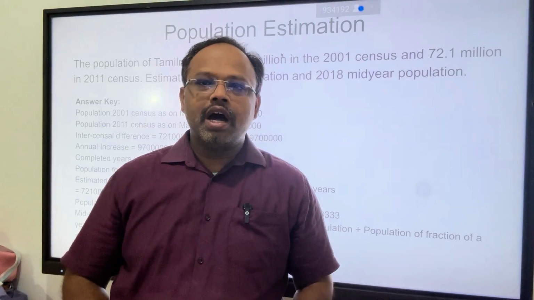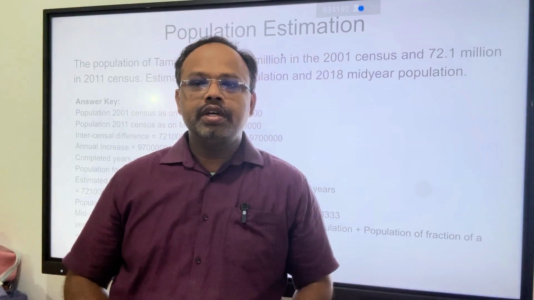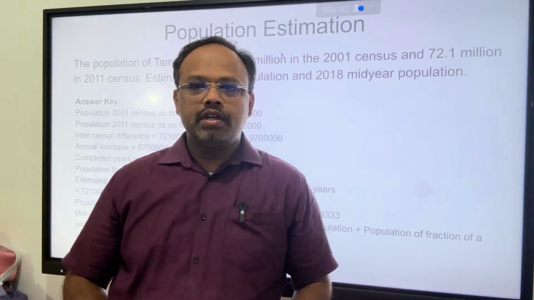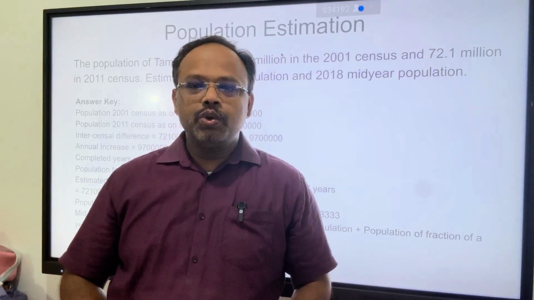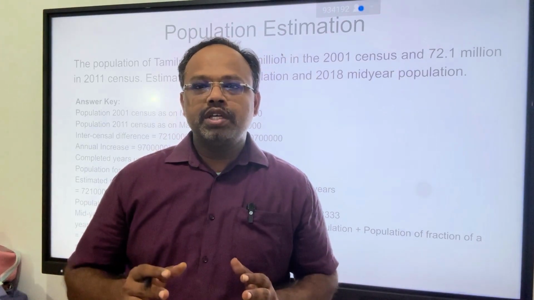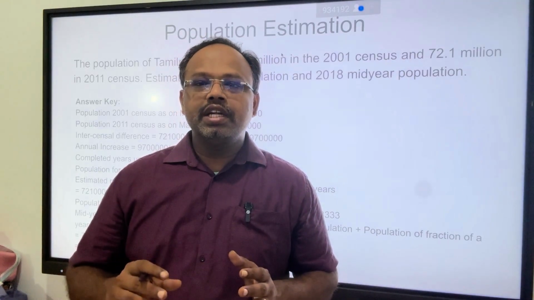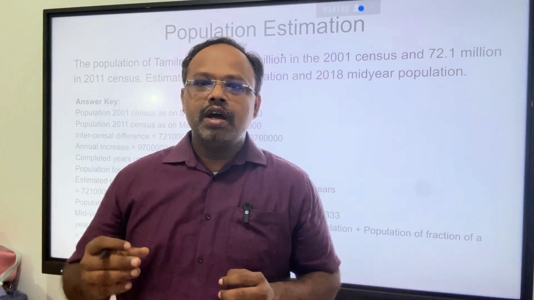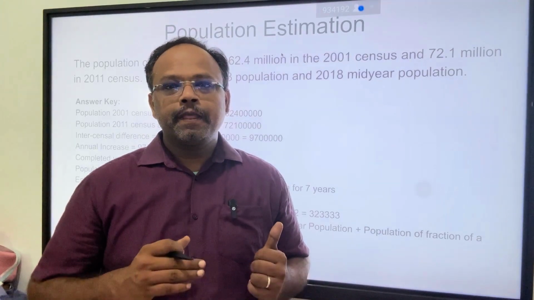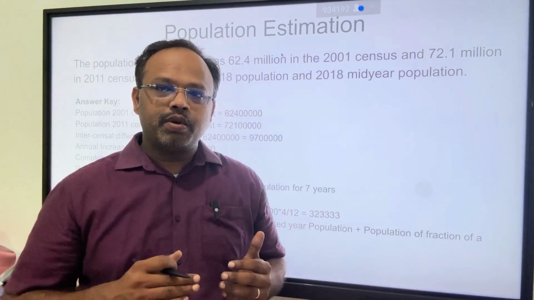In India, it happened uninterrupted from 1881 till 2011. It has happened in the first year of every decade, that is 2001, 2011. 2021, it didn't happen due to the interruption of COVID. So based on the two census populations, we calculate the increase in population, and based on that increase, we try to estimate the population at a particular point of time. I'm going to explain the estimation of the population for a particular time period from the census provided data.